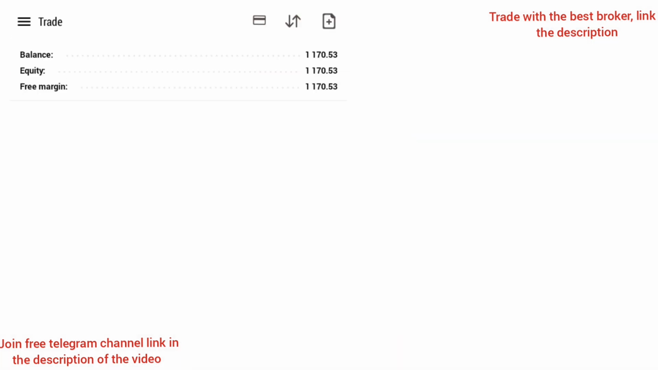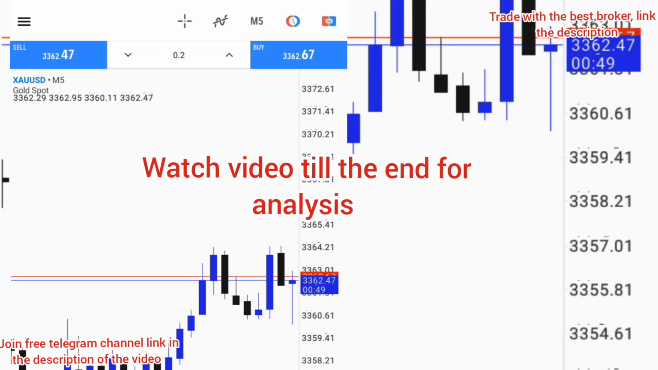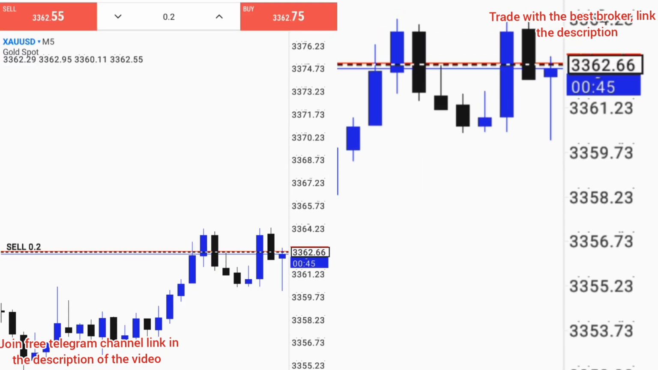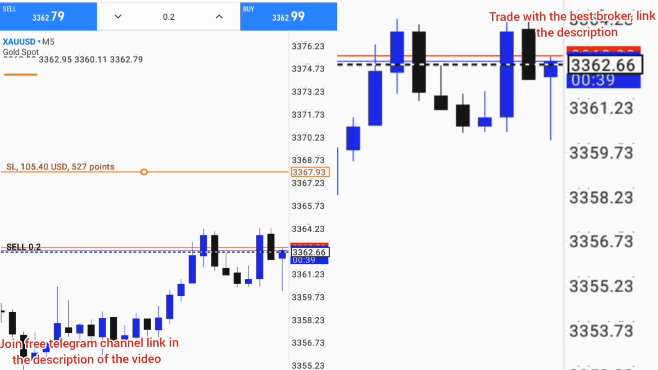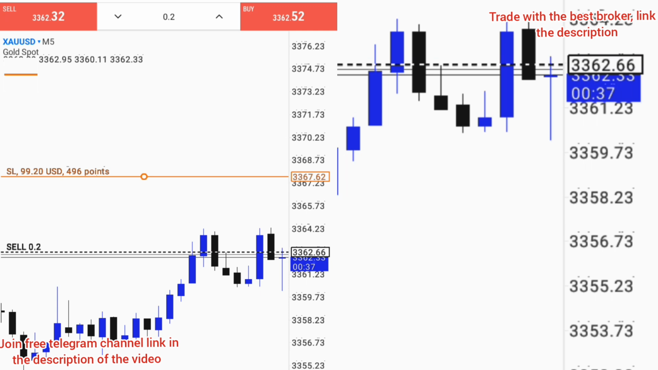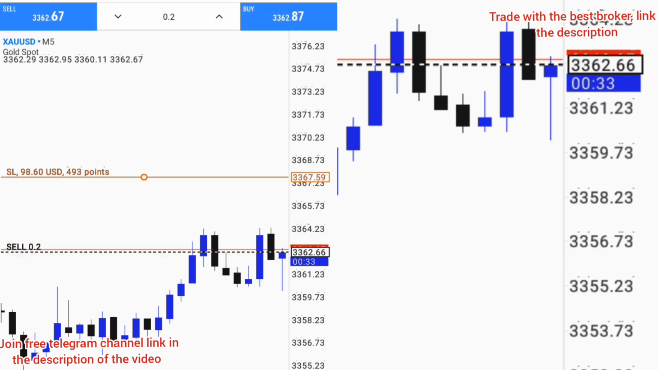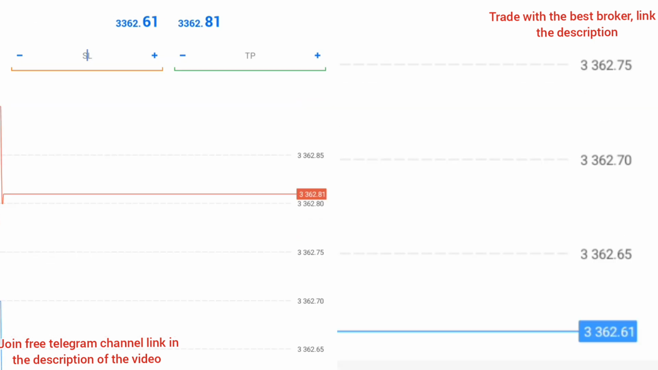Currently we are up $1,170, and I'm looking forward to take a sell on gold. As you can see, this is like an M pattern, and we are approaching our trend line, and also retesting our previous 4-hour low. Okay, so let's do this trade.